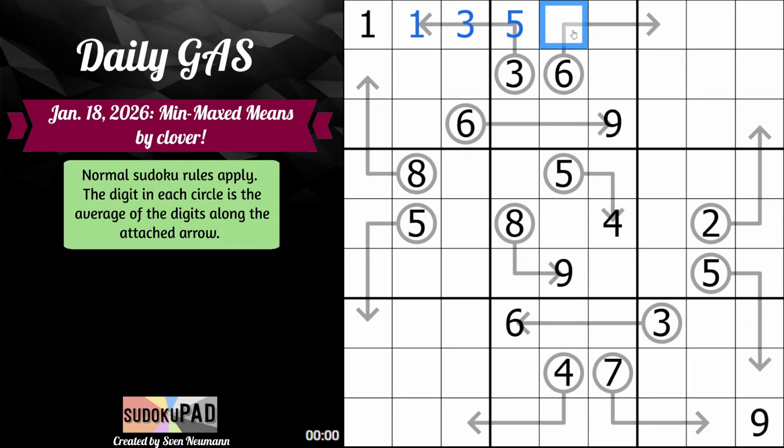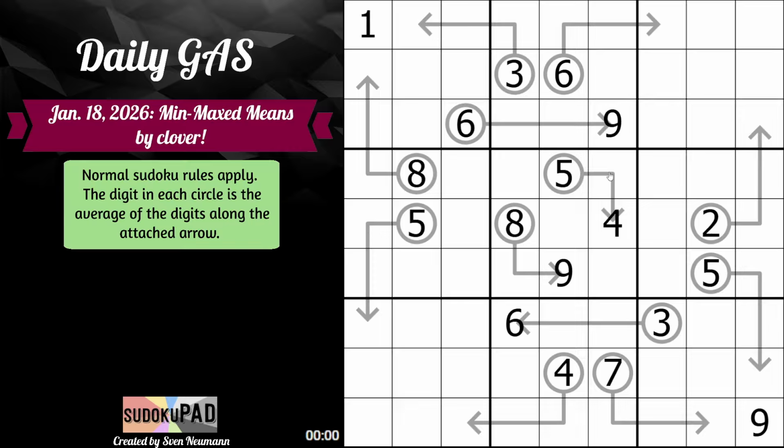Here, 6. Let's go 4, 6, and 8. 4 and 6 and 8 sum to what? 18. There are 3 of those values. Divide that by 3. 18 divided by 3 is 6. And that's true for all of these 3-cell, 3-digit arrows.